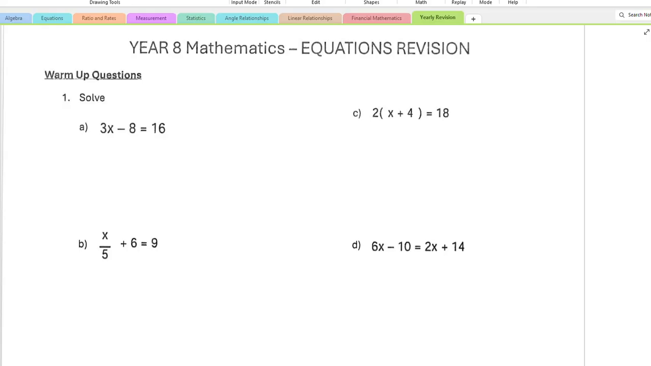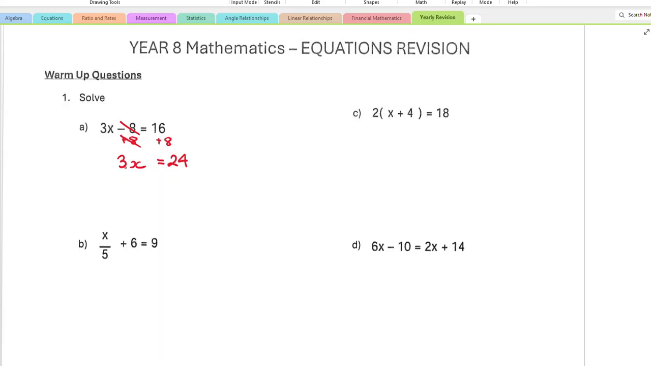So starting with question 1a, to solve the equation, remember you always want to do the opposite to get rid of the numbers that are with our pronumeral, which in this case is the x. So with my x here, I have a 3 and I have a negative 8. The first number I want to get rid of is this negative 8. The opposite is to add 8 to both sides. That will get rid of the 8 on the left-hand side of that equation, leaving 3x, and then we add together 16 plus 8, which makes 24.